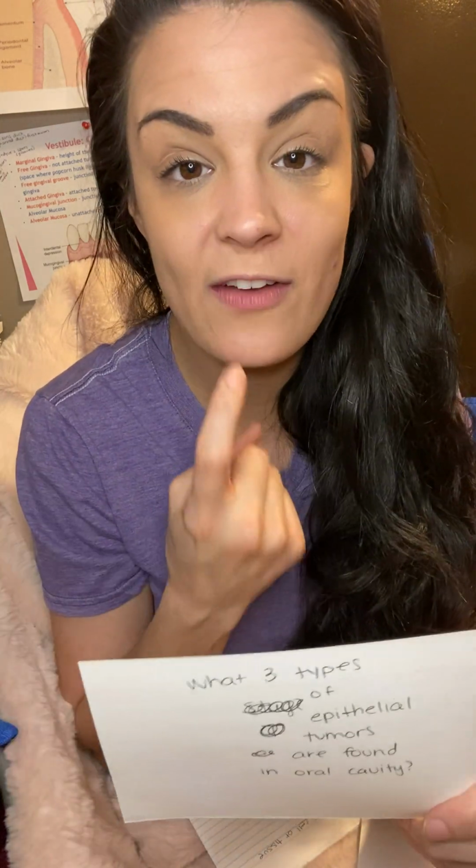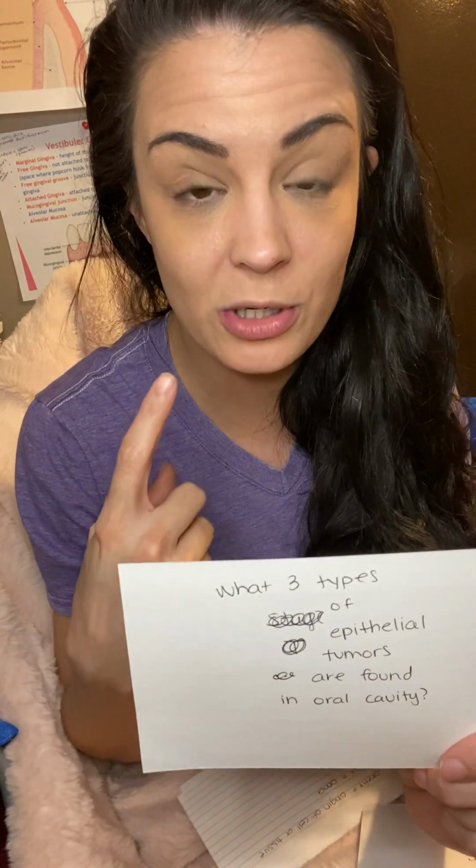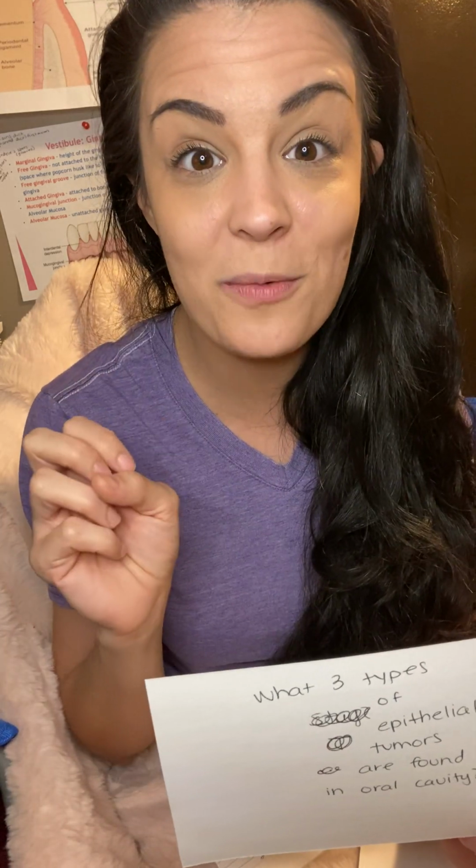So squamous epithelium, salivary gland epithelium, odontogenic epithelium. How can we remember that? I got it. The 3 types of epithelium that can have tumors: SOS, somebody save us. Right? SOS, help me, something's going on in my mouth. Squamous, odontogenic, salivary gland. SOS. Send help. Squamous epithelium, odontogenic epithelium, and salivary gland epithelium.